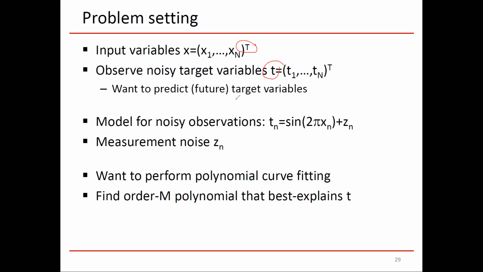So t are actually going to be noisy observations of x observed through some function. So we have xn, we run it through a sine function, sine of 2 pi xn, and we add noise zn. Again, overall, given xn, it goes through some function, we have noise, we're observing tn, and zn is measurement noise, which can be assumed to be uncorrelated to xn.